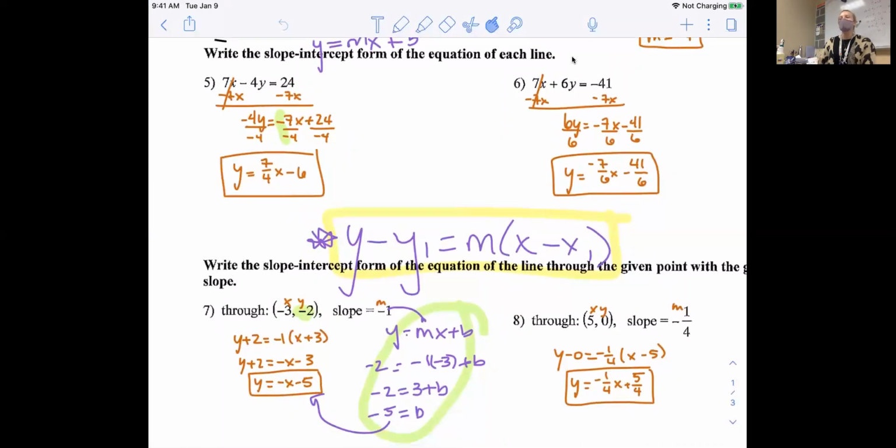So for 5 and 6, I minus my x term, so it was 7x, I minus from both sides. And then I divided by whatever the coefficient in front of y was. So I divided by negative 4. Don't forget that if you have a negative divided by a negative, it becomes a positive.